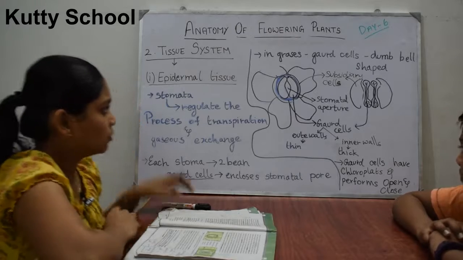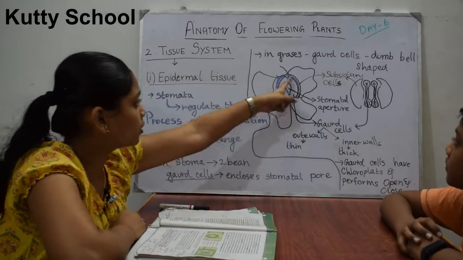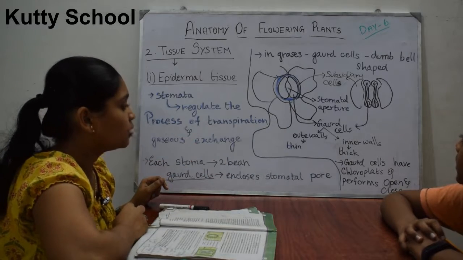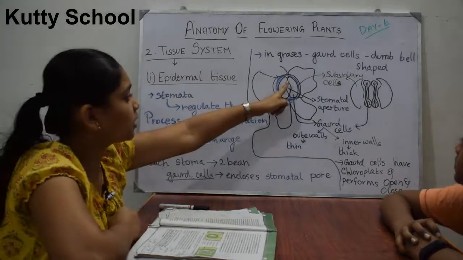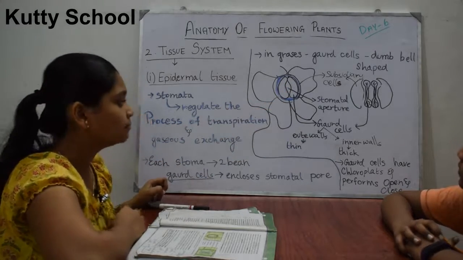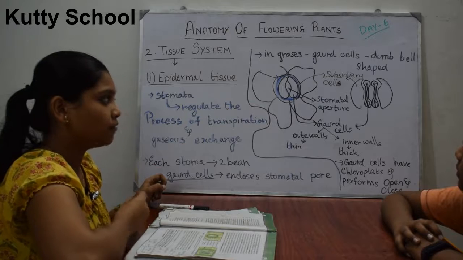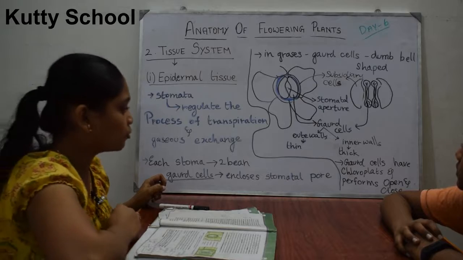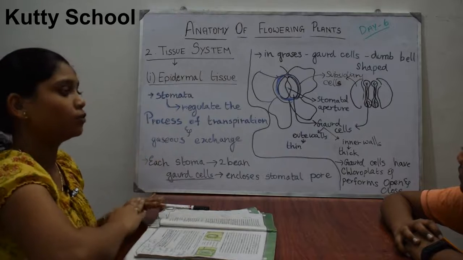In these guard cells, the outer walls, near the subsidiary cells, are thin, and the inner walls, which are towards the stomatal pore, are thick. These guard cells have chloroplasts in them. Chloroplasts have the pigment chlorophyll to perform photosynthesis. These guard cells perform the opening and closing of stomata.